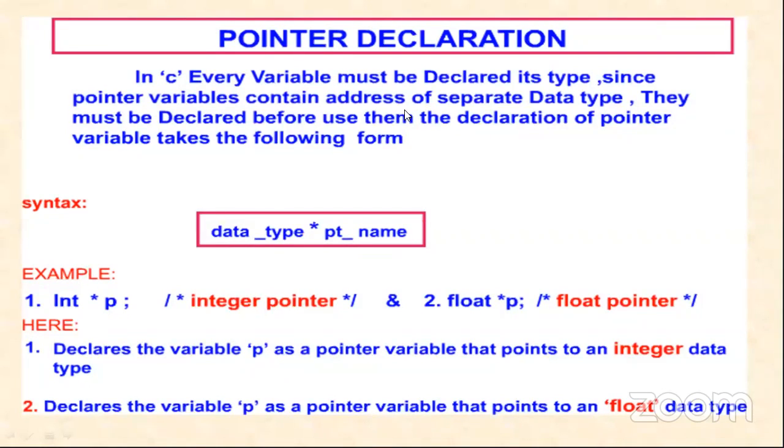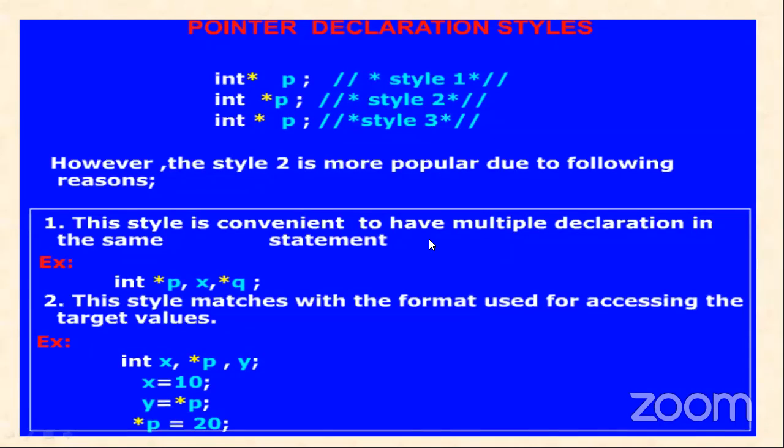So the simple declaration of my pointer is data type, then the indirection operator star, and then the pointer name here. You specify that, and then a pointer variable is created. Once a pointer variable is created, what are the different styles we have for where to place that star symbol while declaring the pointer here?